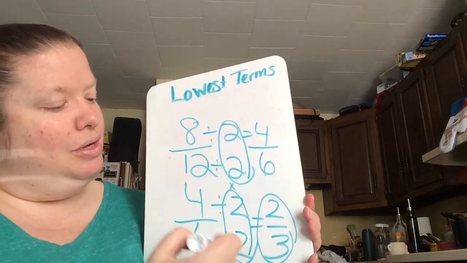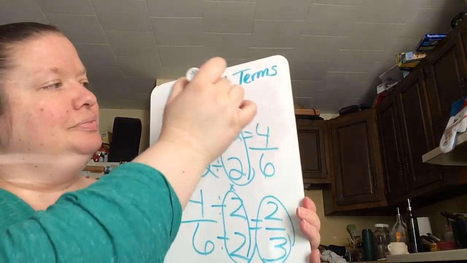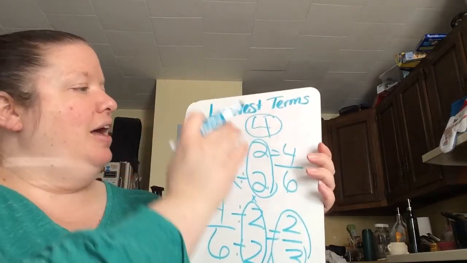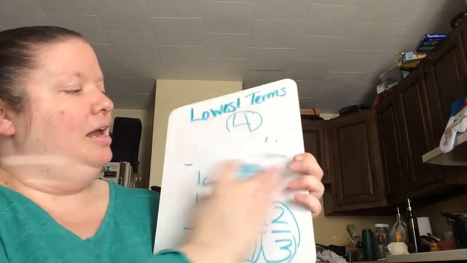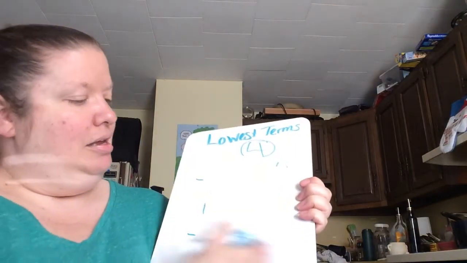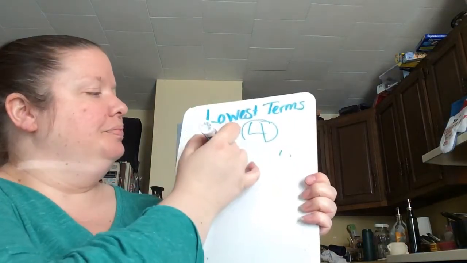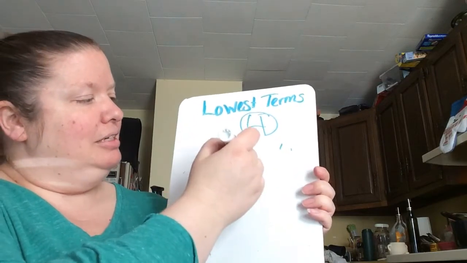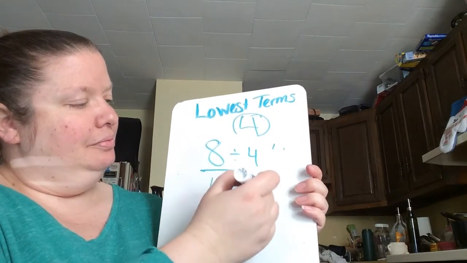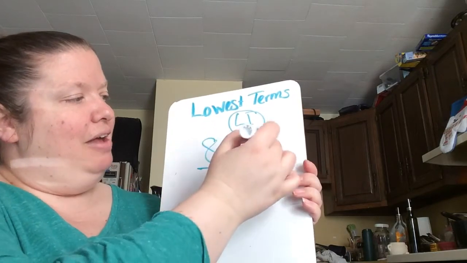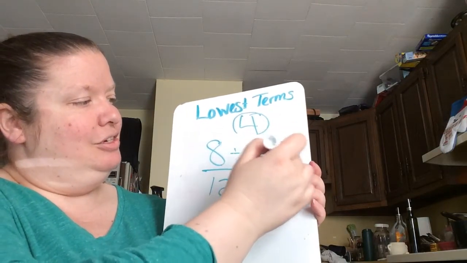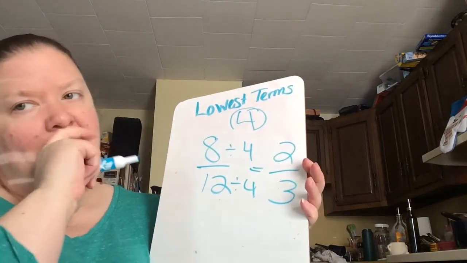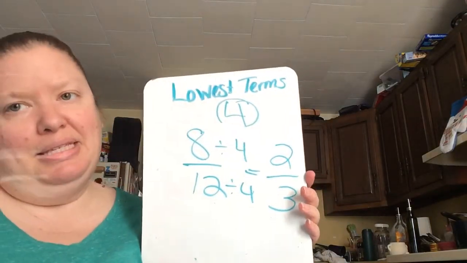So I did it with 2 down here and 2 down here. 2 times 2 equals 4. 4 is my greatest common factor. If I had done this 8/12 in 1 step, or if I had found the greatest common factor, 8 divided by 4 is 2. 12 divided by 4 is 3. So I got the same answer, but I did it in 1 step instead of 2.